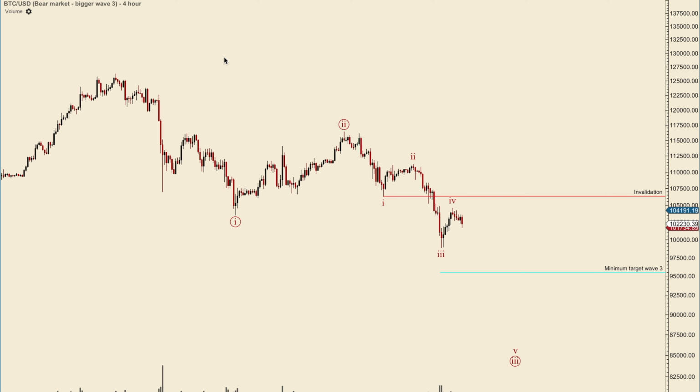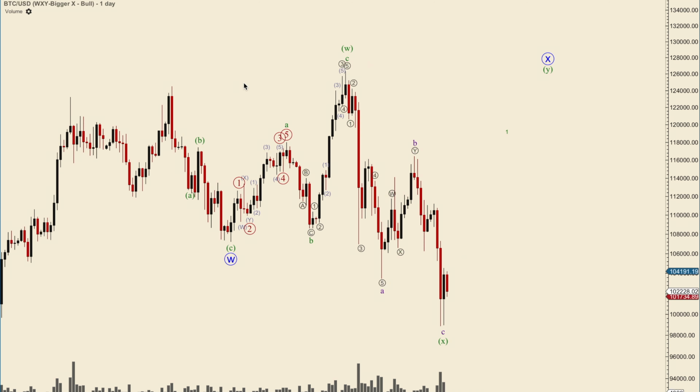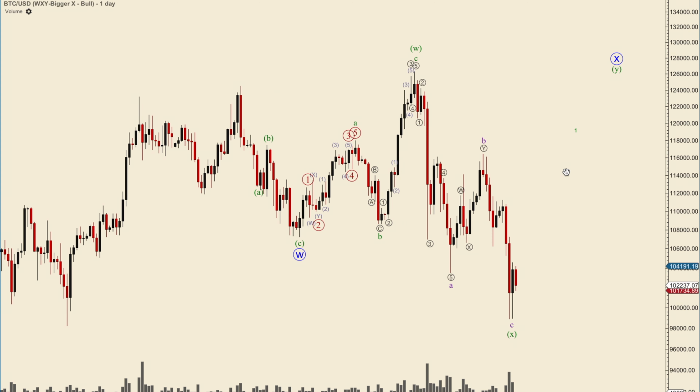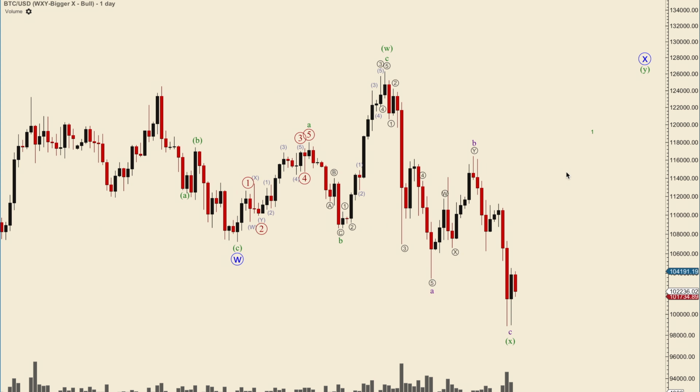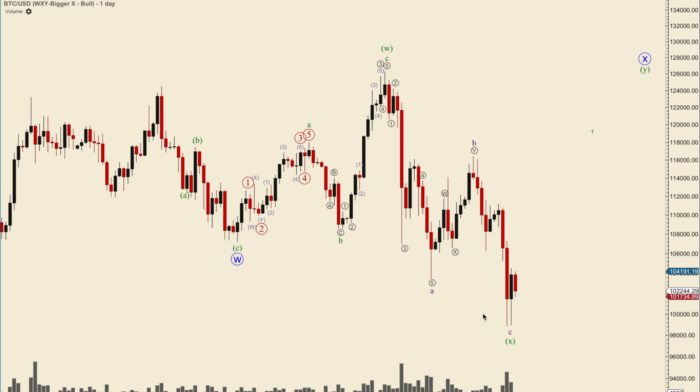So which one has the highest probability? If I start with this one maybe, yeah, WXY. This does not have the highest probability, but it's not super uncommon. If you see here, W and then ABC into a W and then ABC into a wave X, wave X's don't have any rules that they may not form a new low or a new high, but it is preferable that they don't.